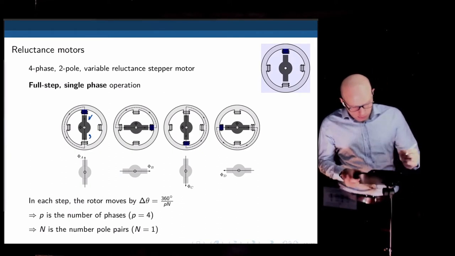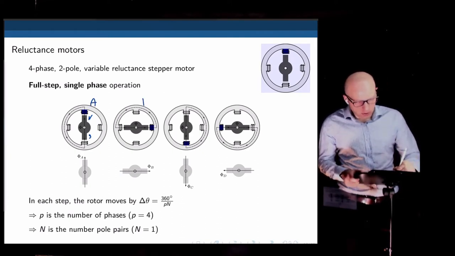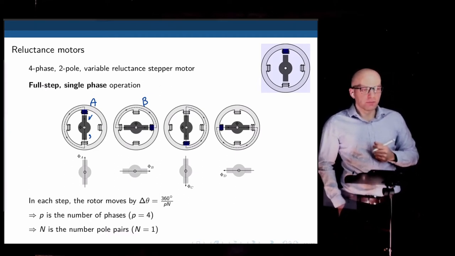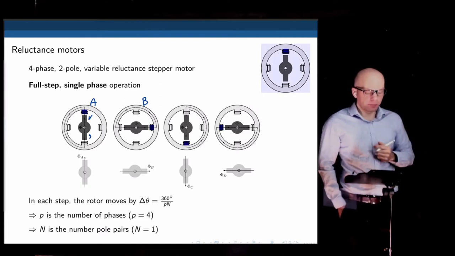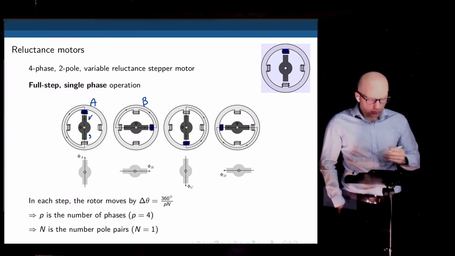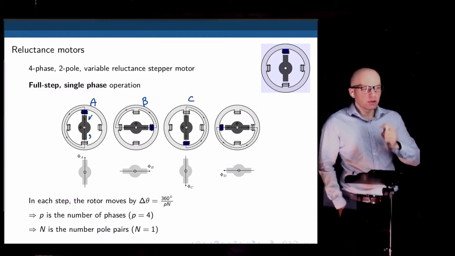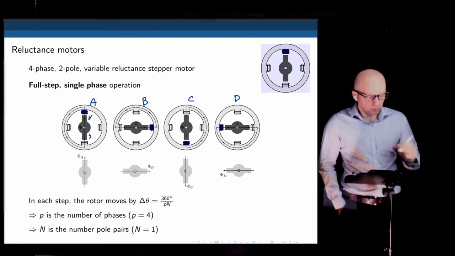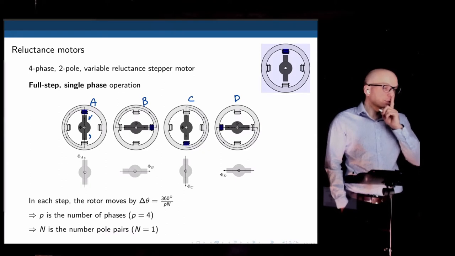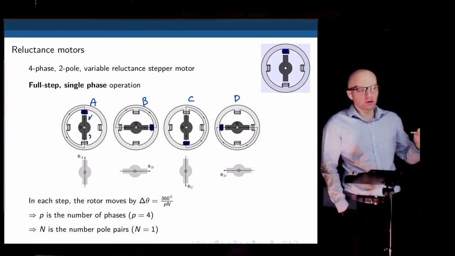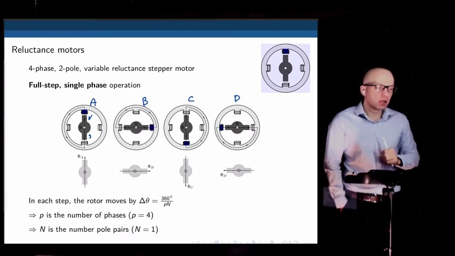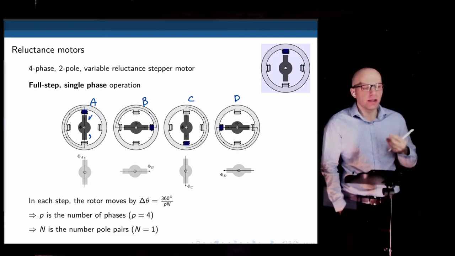So let's call this position A. Now we can go to position B. We can actuate a coil on the right, and the rotor will now jump from A to B. And you see the path the magnetic flux takes right there. Now we can do coil C, again another 90 degree rotation, and eventually coil D for 270 degree rotation. So for each step, for each change in the coil we are actuating, we are making the rotor move by 90 degrees.